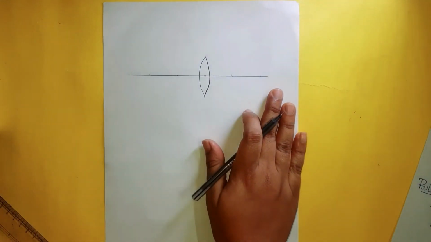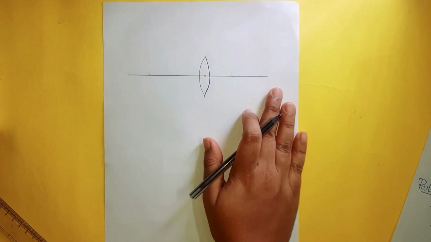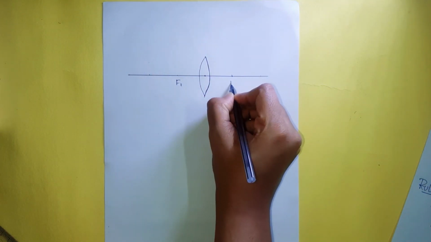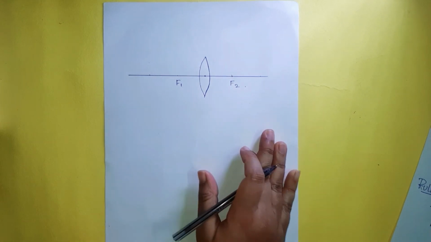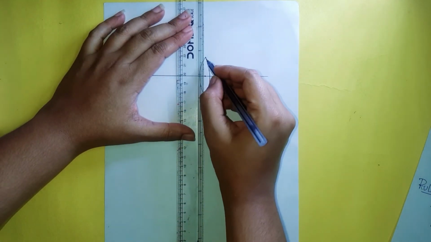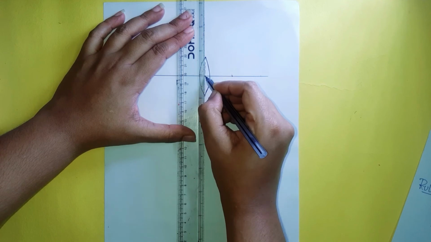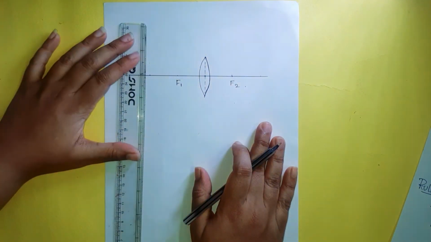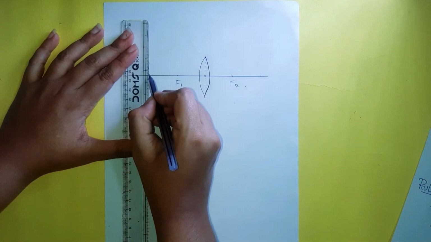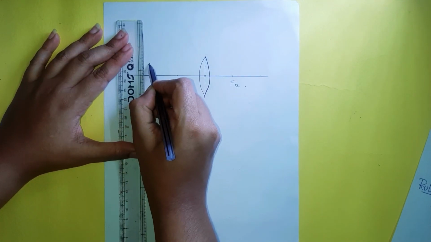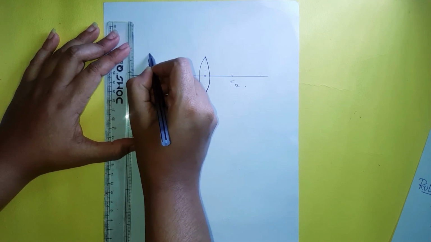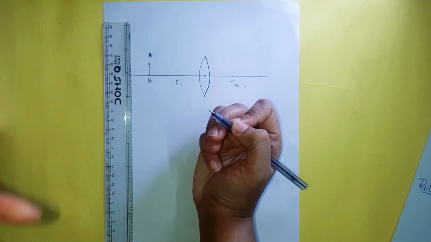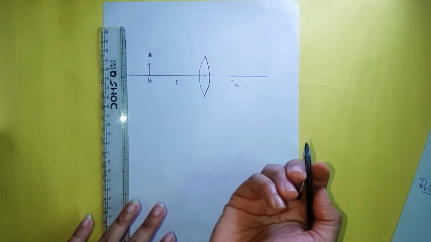Fine. Now we shall apply rule number 3 for the convex lens. First I'll mark the focus points F1 and F2. I'll divide this lens into halves so that you do not get confused. Now I'll place the object here and name it AB. You can name it whichever alphabet you wish.